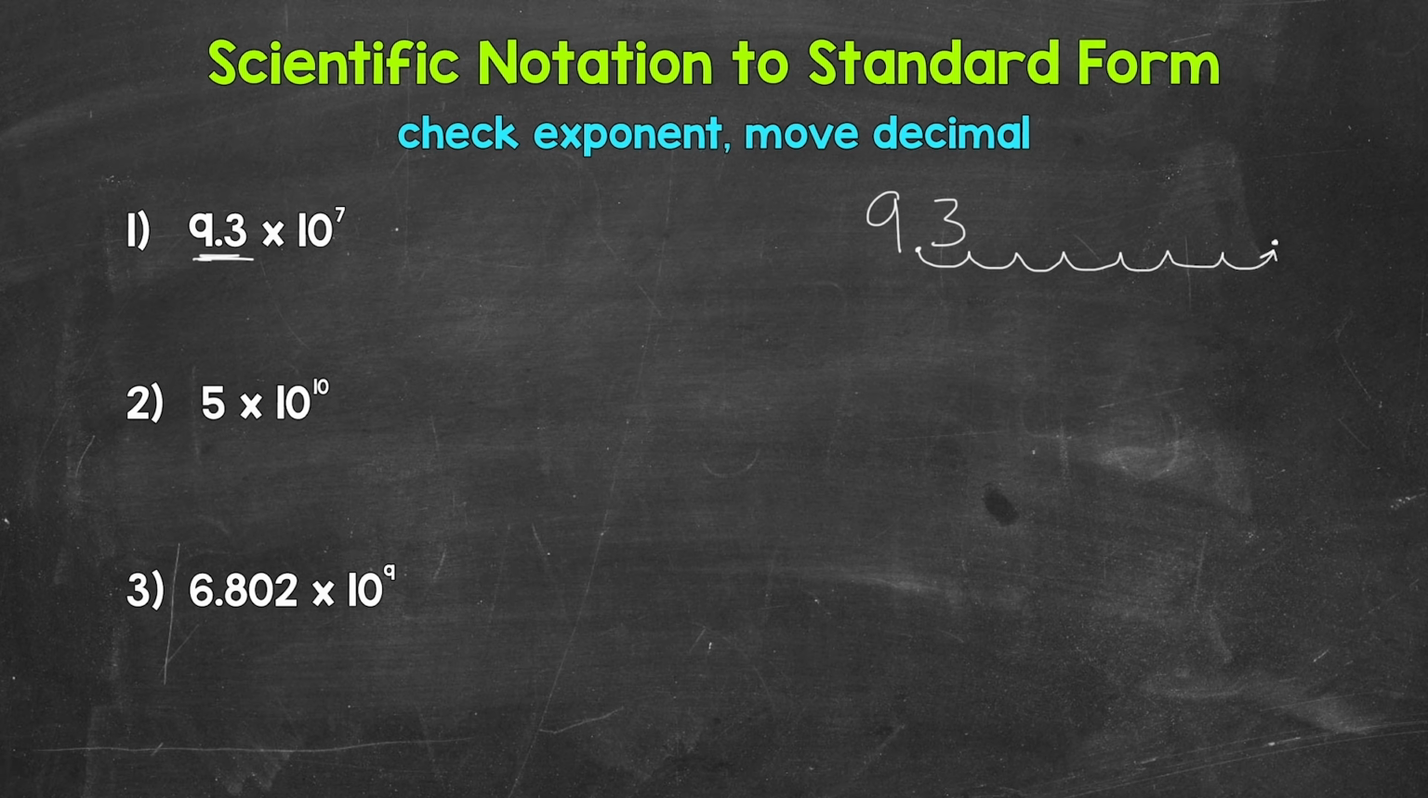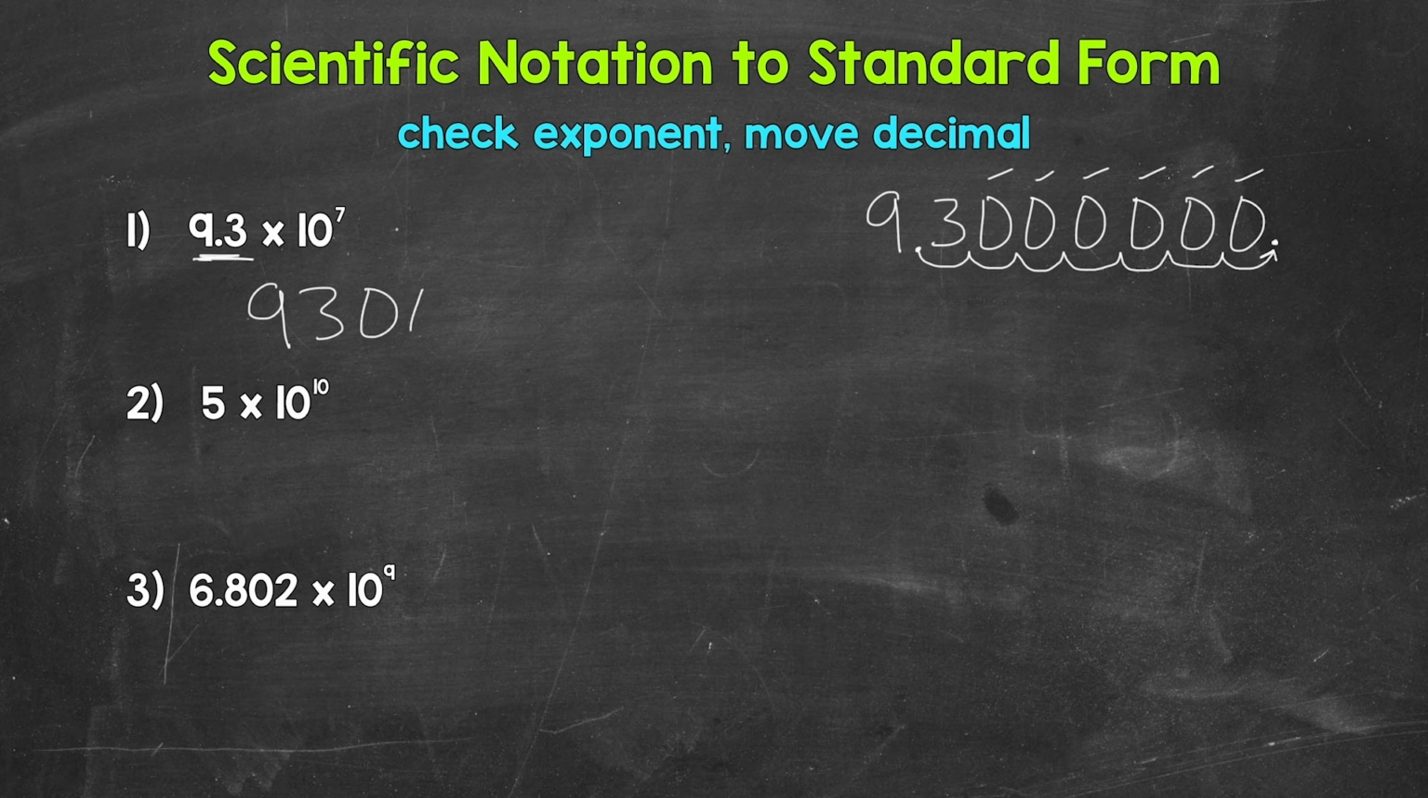And now we can fill those gaps, those places, with zeros. So we need a 0 here, here, here, here, here, and here. And that's our standard form. But let's rewrite this a little neater without the decimal movement underneath. So we have 93 and then 1, 2, 3, 4, 5, 6 zeros. And then we can put in the commas. So a comma here and here. So we have 93 million. And we are done. That's our standard form.